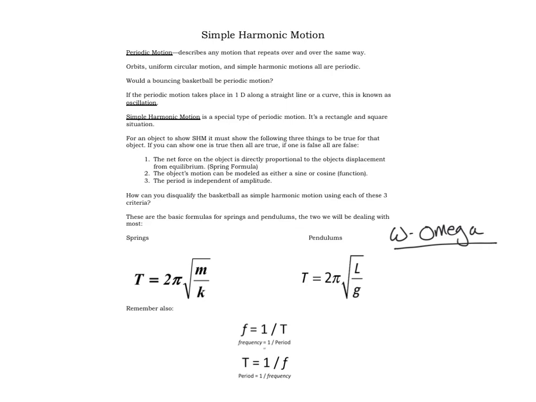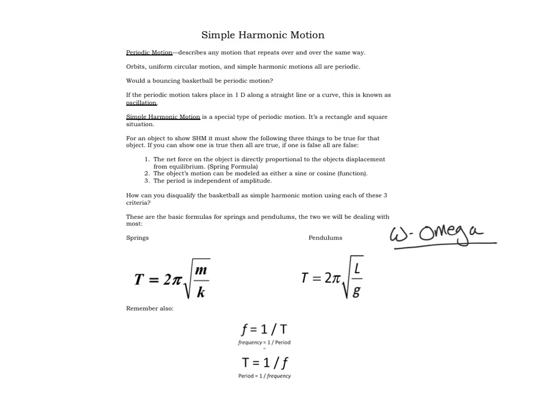Okay, these are the notes over simple harmonic motion. First, periodic motion describes any motion that repeats over and over and over again in the same way. Some examples are orbits, uniform circular motion, and simple harmonic motion.